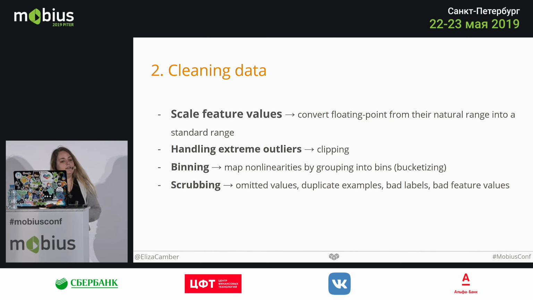And then we have the binning, which will get nonlinearities by grouping values into bins. That means that if you have the geographic inputs, for instance, you will bucketize it into street names instead of just having the street names plus the number of the building, plus the postal code, plus everything. And finally, we have scrubbing, which is omitting values, making sure that there are no duplicate inputs in there, bad labels, and all of this.